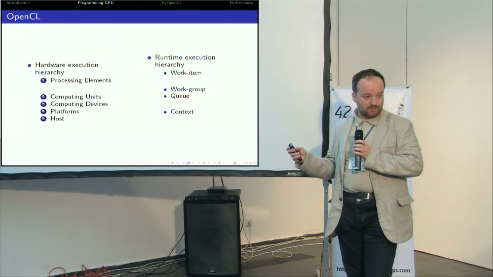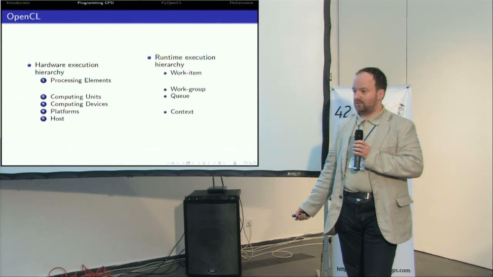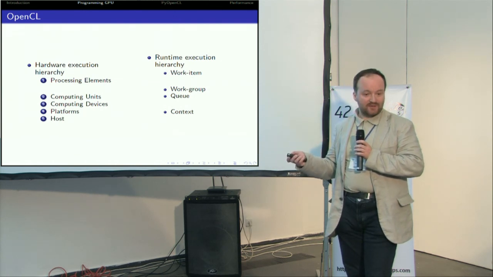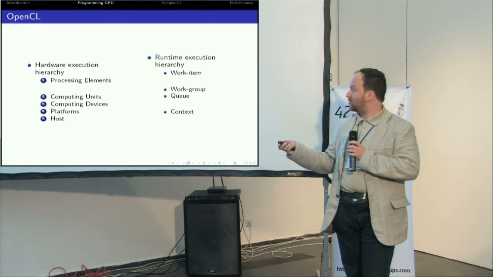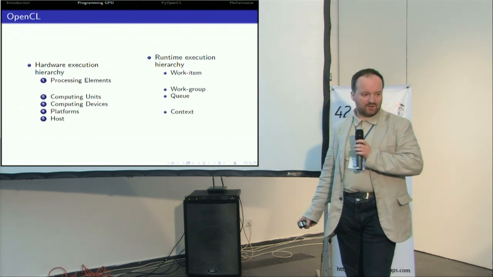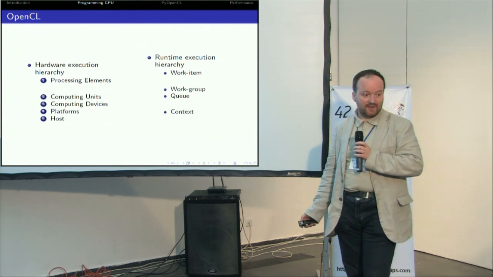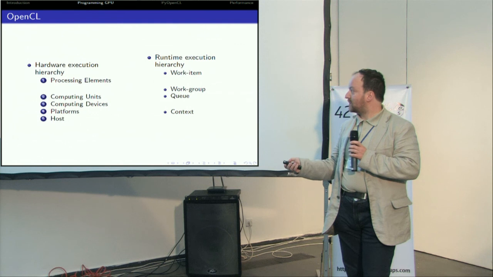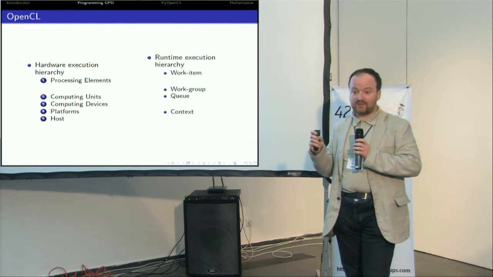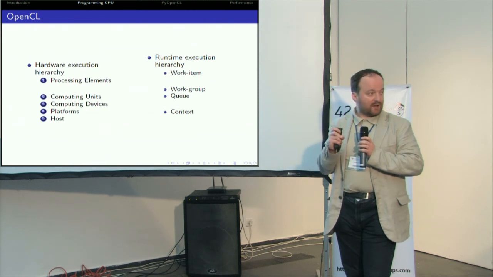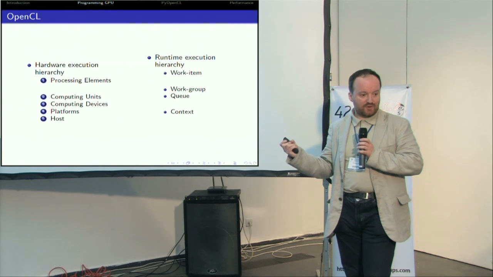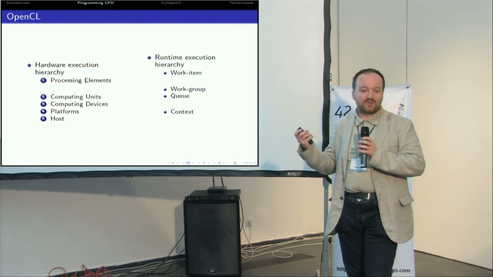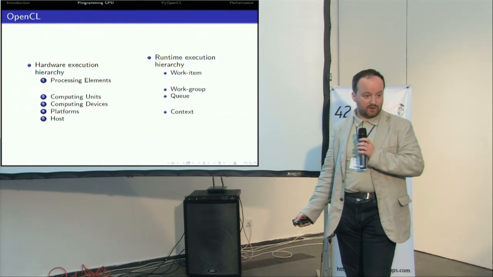Then you have the computing device. A computing device usually consists of two or more computing units. For example, my laptop, which is very low level, has a computing device, a GPU, with two computing units, two chips. My desktop has 14 or something like this. So it depends. The more computing units you have, the more concurrent your code becomes. Then you have the platform. Platforms can be provided by different vendors. For example, you have a platform provided by NVIDIA to run code on the GeForce. You can have a platform provided by AMD to have code running on your CPU. And there is the host, which is just the operating system, the CPU, which manages all of this.